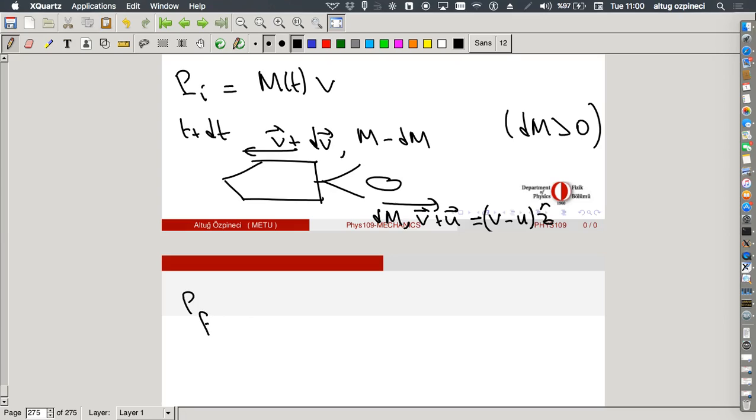So the final momentum will be, what is the mass of the rocket, the remaining mass? M minus dm. What is its velocity in the z direction? The velocity in the z direction is v plus dv, plus, what is the mass of the exhaust?